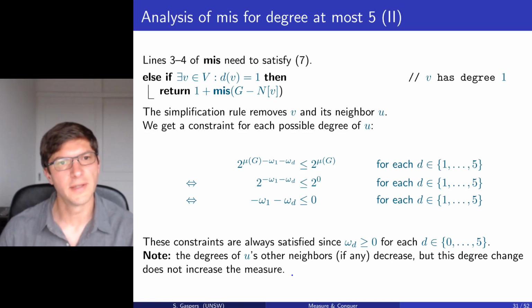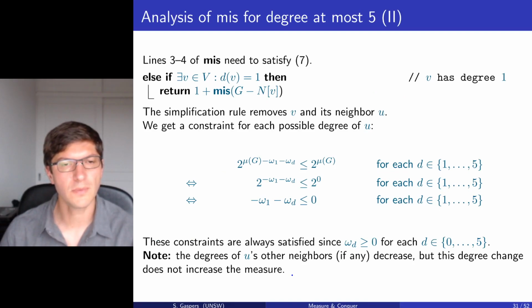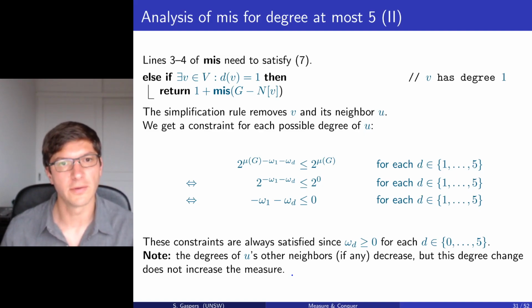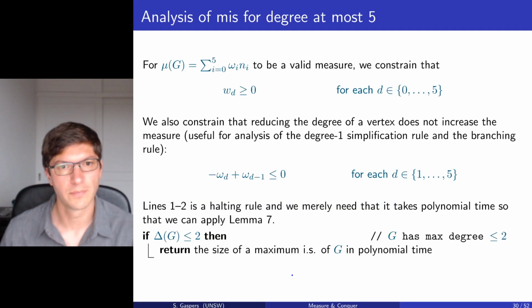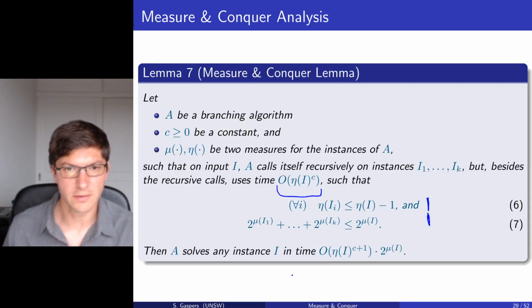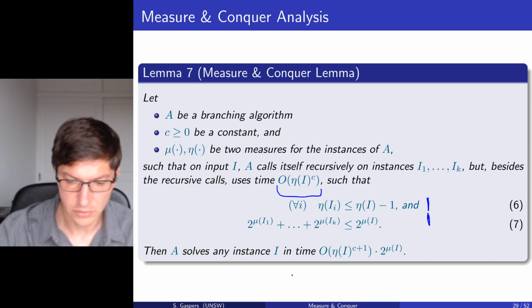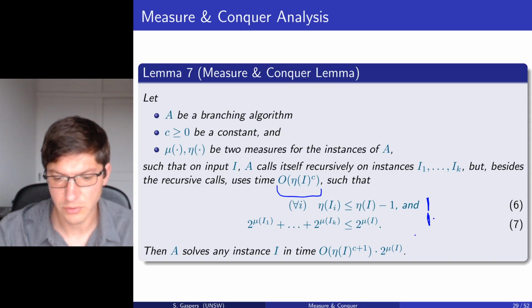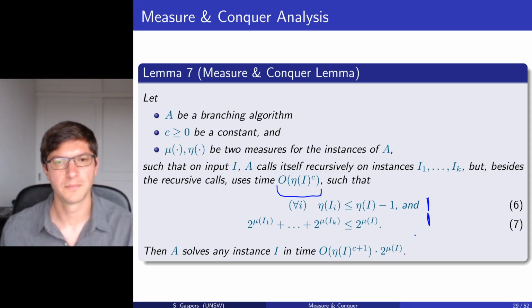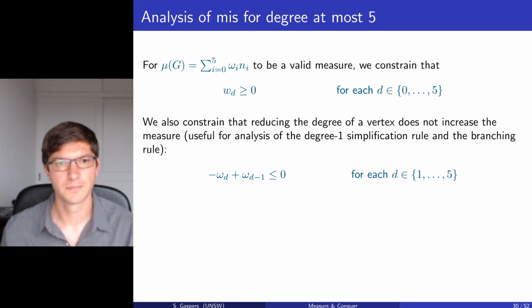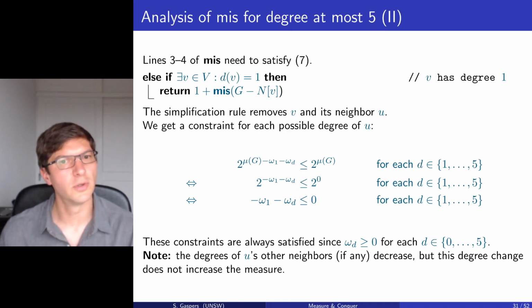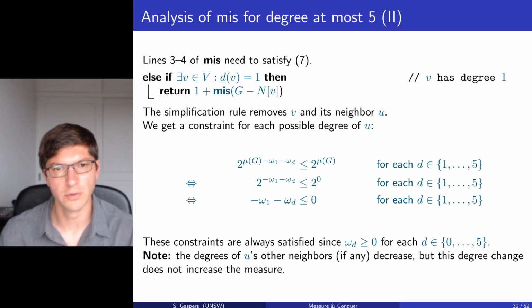The next 2 lines of the algorithm are the degree 1 simplification rule. So this is a simplification rule, but we still need to satisfy constraint 7. So we need to satisfy that 2 to the power mu of I1 is at most 2 to the power mu of I. Okay, so what is mu of I1 and what is mu of I? So mu of I is just mu of G.